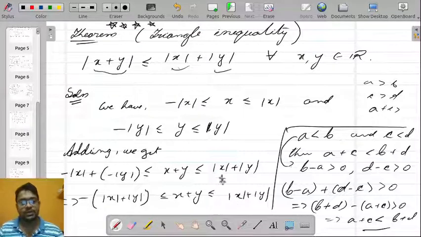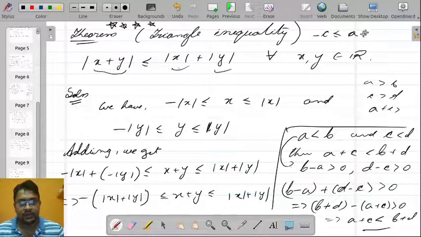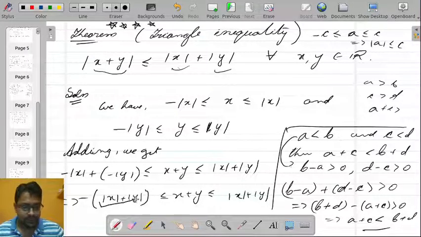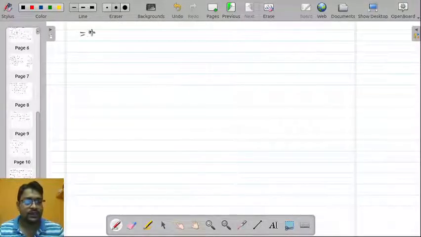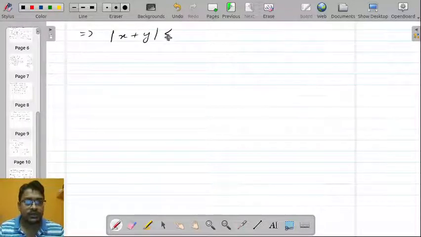Okay, so whenever we have this type of thing, I can use that minus c less than or equal to a less than or equal to c. This actually means that mod a is less than or equal to c. Okay, of course this c has to be non-negative. So here you see these are non-negative quantities, right? So from this line actually I can write, this implies mod of x plus y is less than or equal to mod x plus mod y.